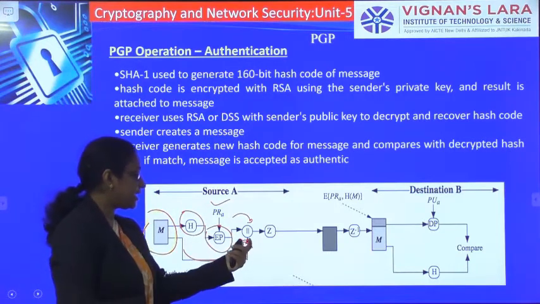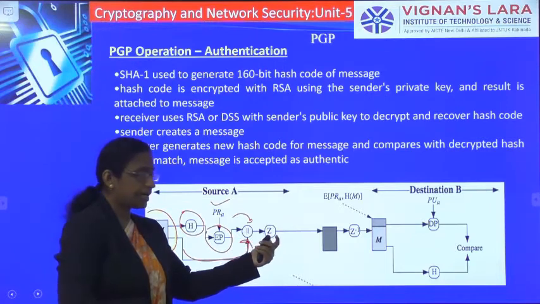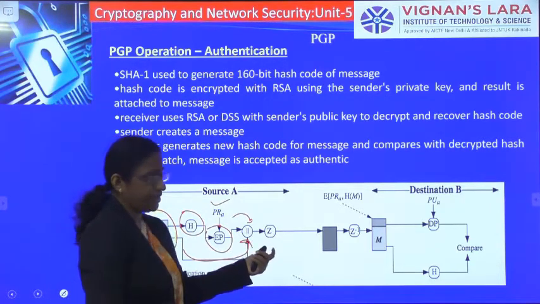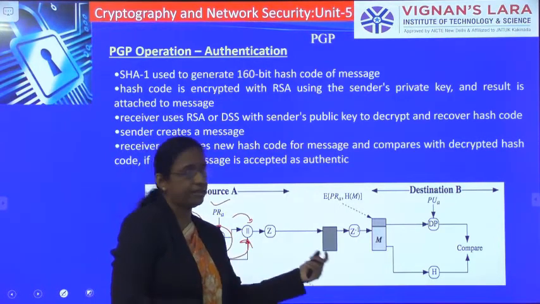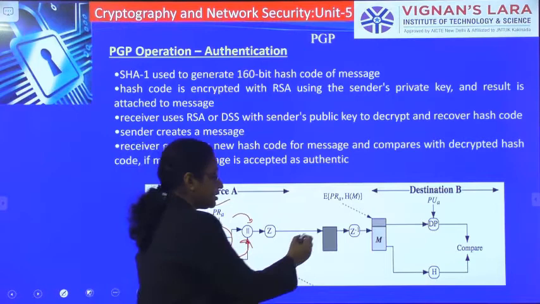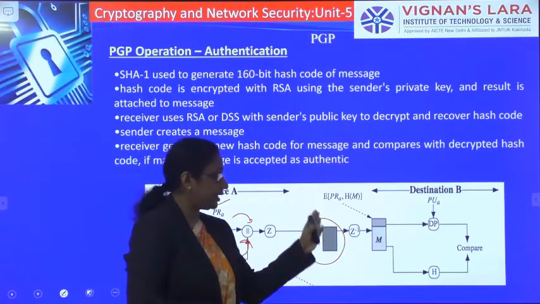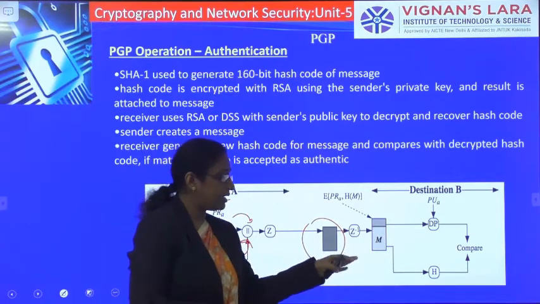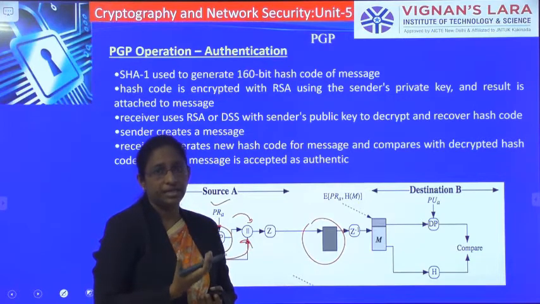After attaching the encrypted hash value to the original message, we will be compressing it. After doing the compression, this is the output data that we will be getting, and this data will be sent to the receiver. As soon as the receiver receives it, he will be checking the signature, authenticating it.